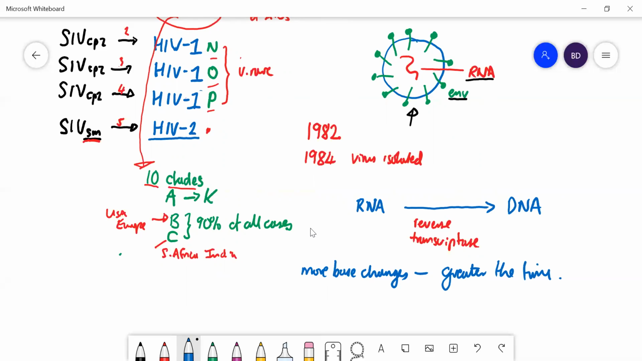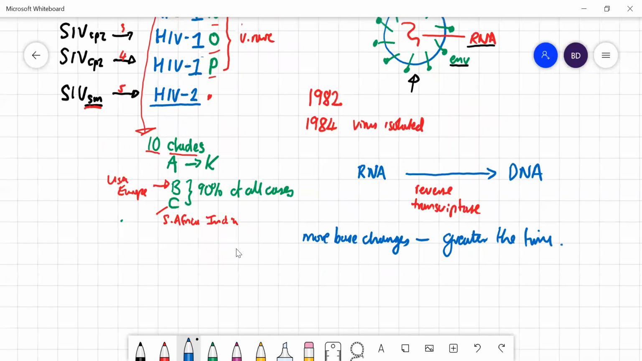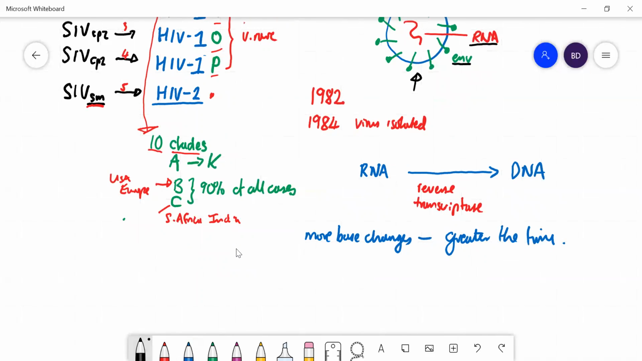Right, so this was a seminal study done in 1990, and it was done by Korber et al. 1990, Korber et al. If you Google that and the journal is Science, you'll find the article, and you can download the PDF for nothing, and you can see the whole article.